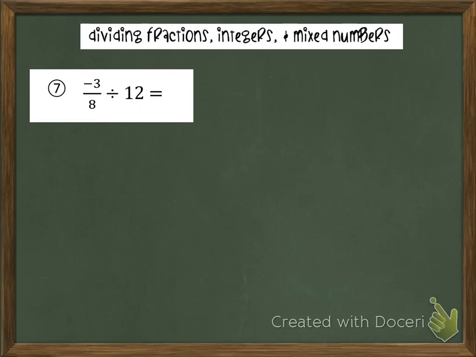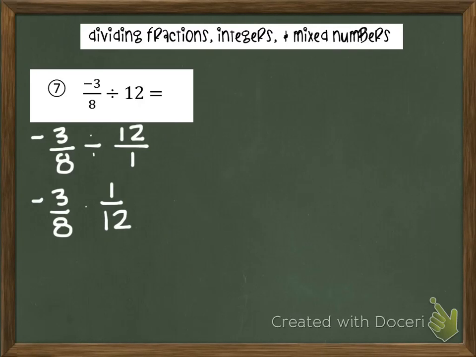I want to do just one more problem with you. So again, on this one, we need to take that 12, the integer, and make it into an improper fraction. So all I'm going to do is rewrite the problem, but have 12 over 1, 12 wholes. Now let's keep, change, flip. Keep the first fraction the same, change the division to multiplication, and flip the second fraction.